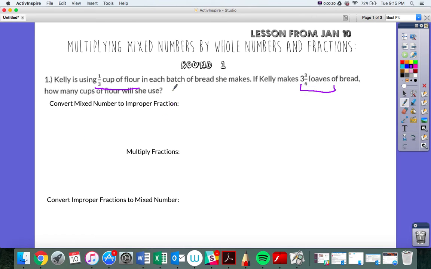So the first thing we need is to change any mixed numbers we have into fractions. So we start out with this mixed number here, which is 3 3/4. So we're going to turn it into an improper fraction, 3 3/4. So we need to multiply our denominator by our whole number. So that'd be 4 times 3, and it's going to give us 12. Next, we need to add our numerator to that number that we just found. So 12 plus 3 is going to give us 15.